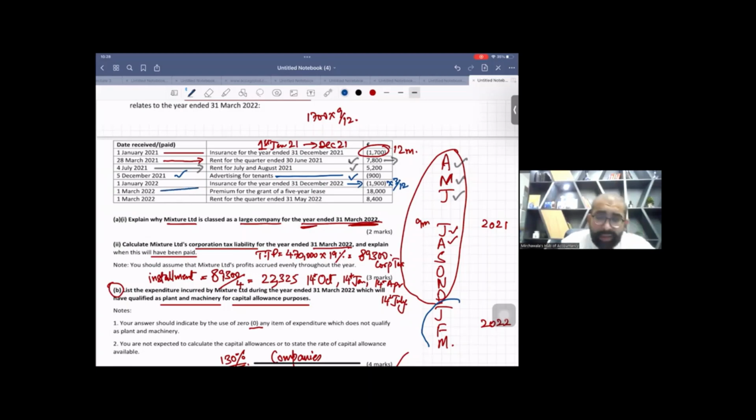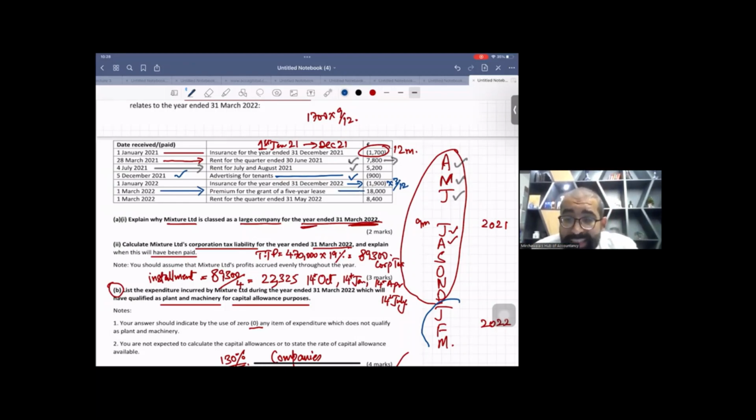See, this date lies in our accounting period. 1st March 2022, we received the premium, 18,000. Can you see? Now, this is for individuals and companies both.